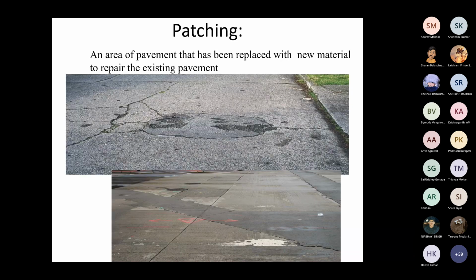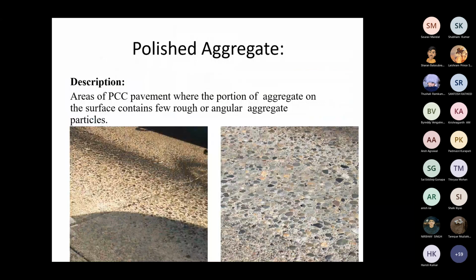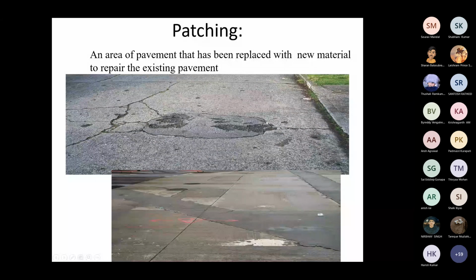That's a linear crack. Patching is an area of pavement that has been replaced with new material to repair the existing pavement. In patching, sometimes if some repair work is done, you can do the patching, otherwise it is for a service line, either for telephone or cable line or water or sewerage and all. Many times you may have to disturb the pavement. You may have to dig trenches and all. So in that case, patchwork has to be done after that.